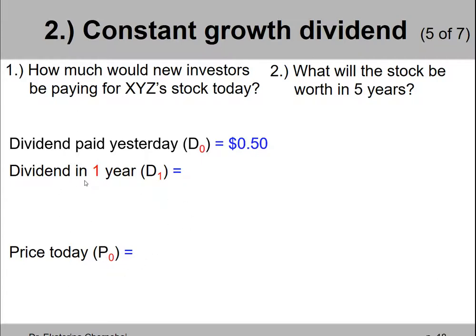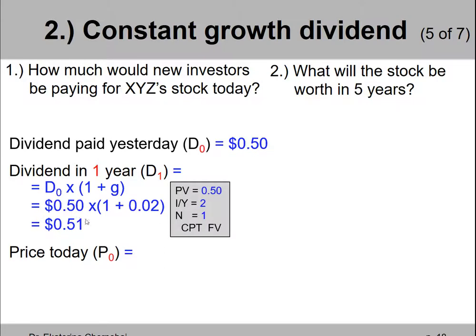So what will the dividend be in 1 year? It's the dividend today increased by 2%, right? So D0 multiplied by (1 plus G). Applying the numbers that were given to us, we have 50 cents times (1 plus 0.02). That gives us 51 cents.